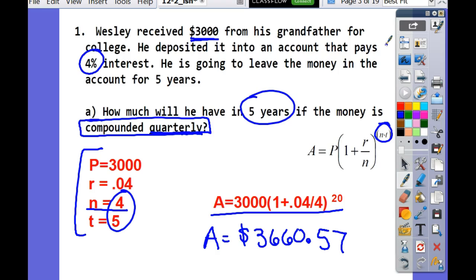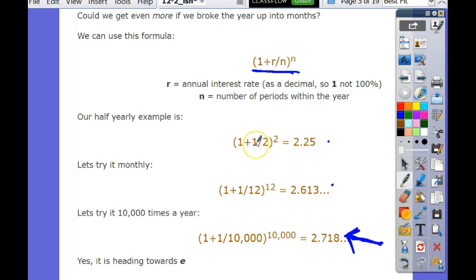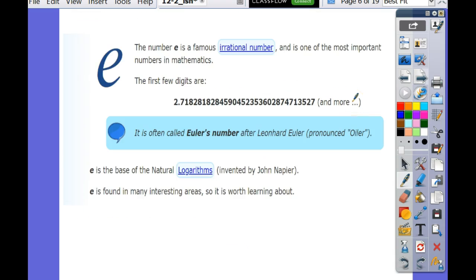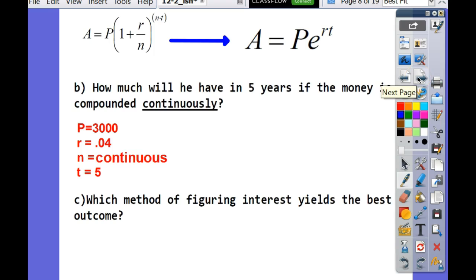Now, before we go on to the next part of this problem, I need to go back. I feel like I didn't do a very good job explaining what the compound interest thing is. Remember, you ever heard of pi? It's an irrational number that comes up when you do what kind of shape? Circles. E is an irrational number that comes up when you do these special. And when you compound continuously, instead of using this equation, we will use this second equation.